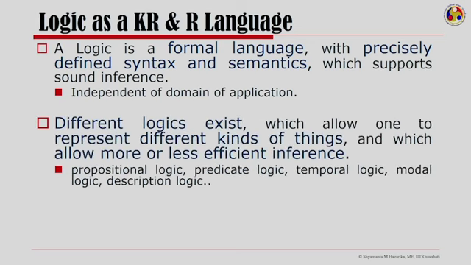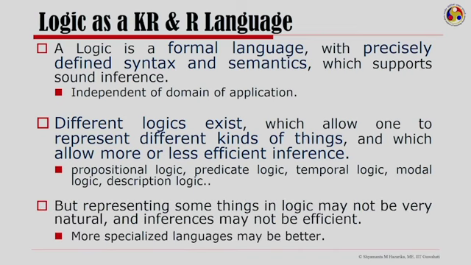Now, there exist different logics which allow one to represent different kinds of things with more or less efficient inference, like propositional logic, predicate logic, temporal logic, modal logic, description logic, and so on. Representing some things in logic may not be very natural, but then inferences would be very good. At times inferences may not be efficient as well. Under such circumstances, more specialized languages may be better. But in this course, we will focus on formal logic for knowledge representation and reasoning.